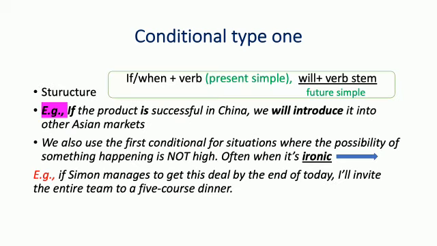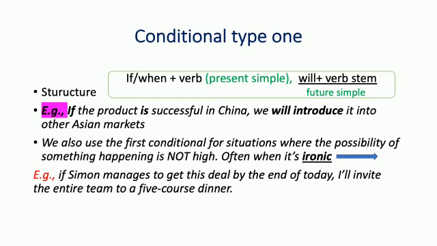So the formula or the structure of this type, we have "if" plus the verb, which should be conjugated in present simple. This is the if clause, and for the main clause or the result clause we have "will" plus verb stem. Okay, here in the if clause, of course, you know, the verb should be in present simple. This is okay. And we have "will". We know that the structure of future simple is "will" plus verb stem. A stem is the infinitive without "to".